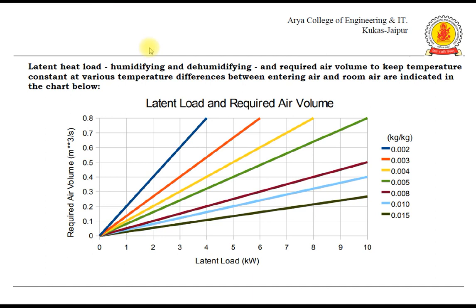Again, how much quantity of air volume is required in the room if latent heat load and temperature and humidity ratio are given? We will take the humidity ratio from the psychrometric chart on a given condition, and we will take their intersection point and calculate the air required for this purpose. These charts are available in design data books.